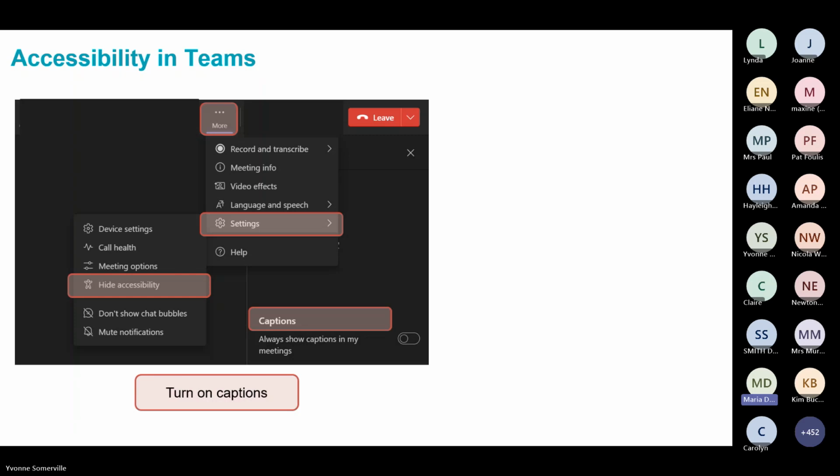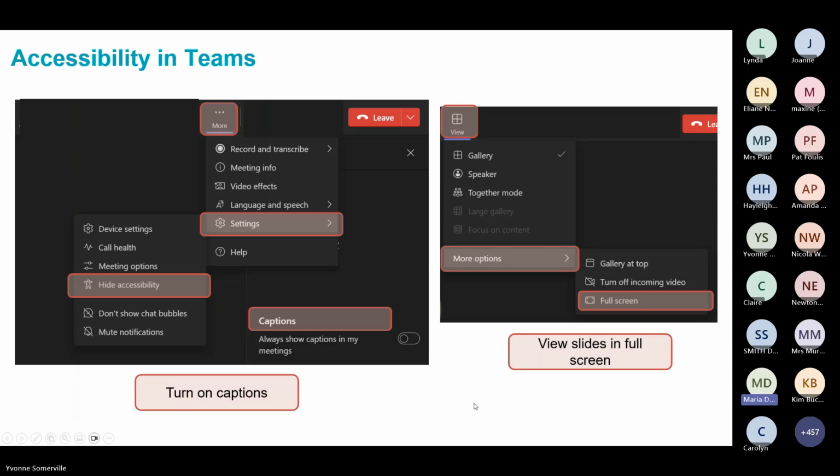You can also select the full screen option so that it maximises the presentation for you. Again, you'll find this by clicking the view option and then more and then selecting full screen. Doing so will expand the view to full screen and hide the title bar and the task bar, which allows you to focus on the presentation in its fullest form.